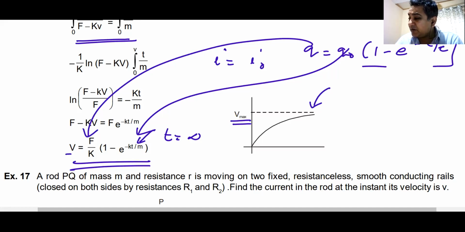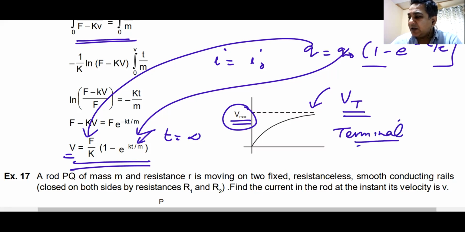Now this is the maximum velocity that it is going to acquire. At this stage, your magnetic force and the force that you applied have become equal, and hence the velocity becomes constant. This velocity is also known as VT, terminal velocity. Have you heard this term? It cannot have a velocity more than this. They could have asked, what is the terminal velocity? How do you find it?